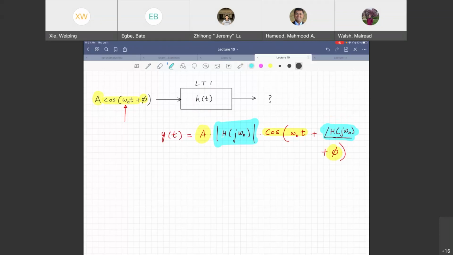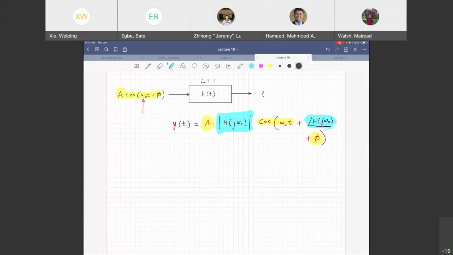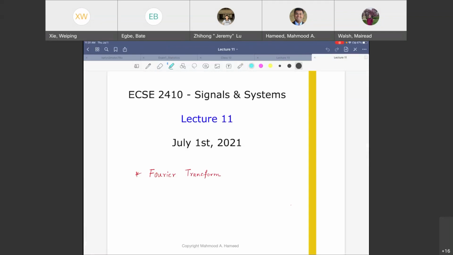So I hope that you find it interesting and a little bit more convenient to find the response of cosine inputs for LTI systems now. Questions 1, 2, 3? No? All right, let's get into the next lecture, which is Fourier transform.